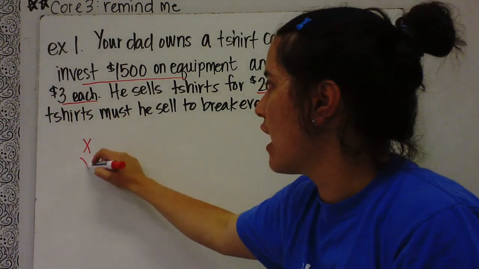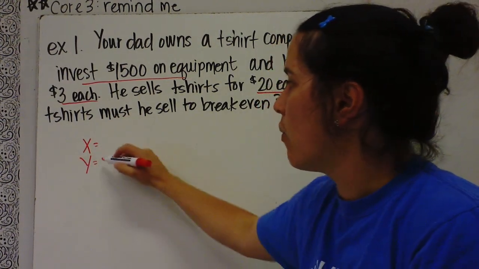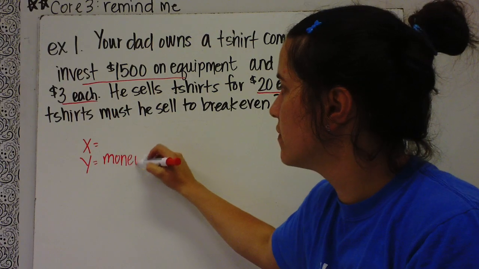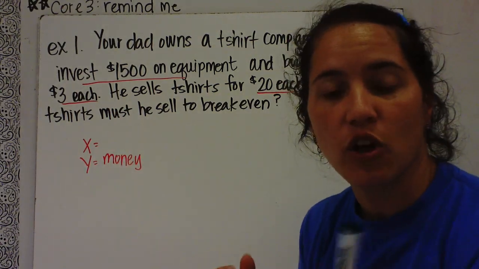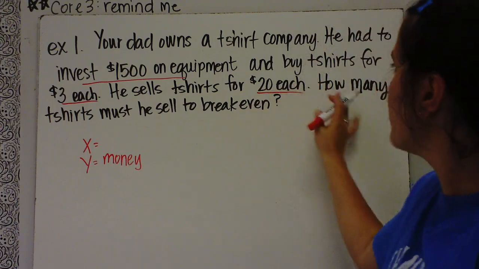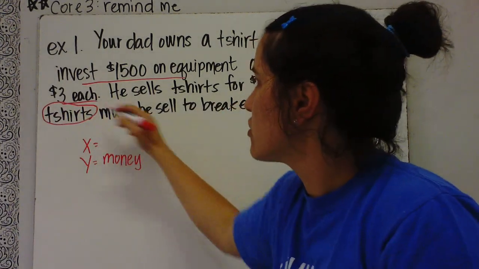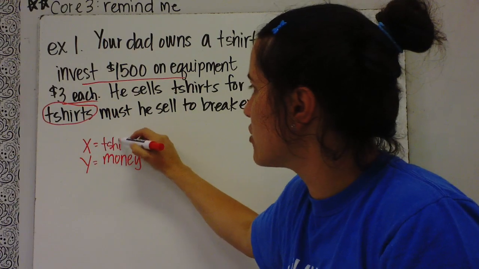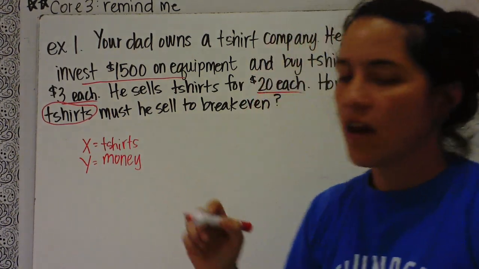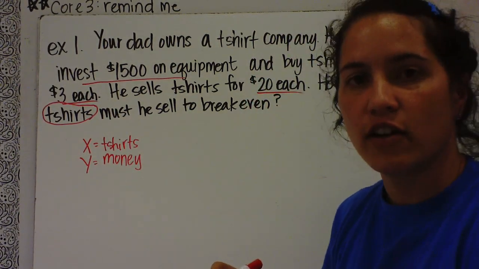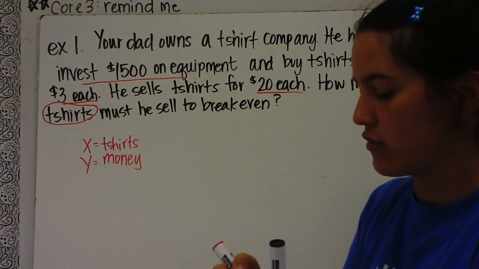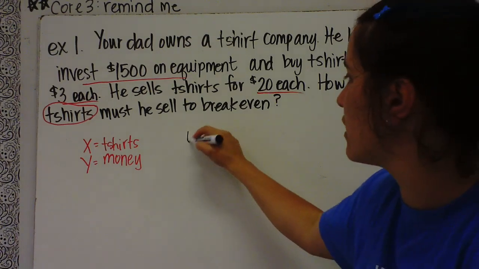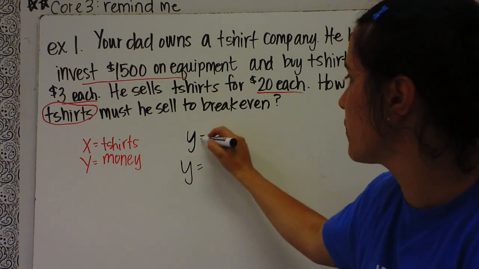So we're going to define our variables x and y. Y is always our money. And x, you can always go back and read the question. The question will always tell you what you're looking for. How many t-shirts? So our variable x needs to be t-shirts. When we define our variables, that tells us what we're looking for, and now we can set up our two equations. And remember, for break even, we want a y equals equation.